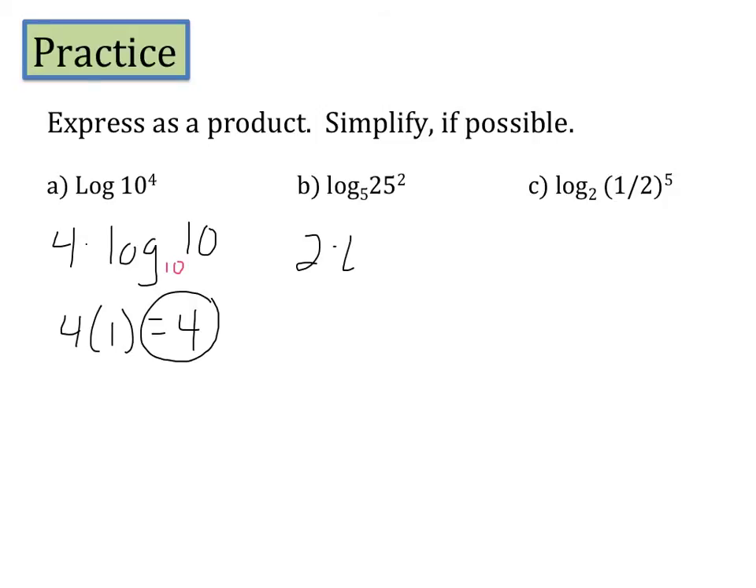For the next one, we have log base 5 of 25 raised to the 2. We bring the 2 up front. We have log base 5 of 25. We know to get 5 to be 25, we have to raise 5 to 2. So which is 2 times 2, which equals 4.